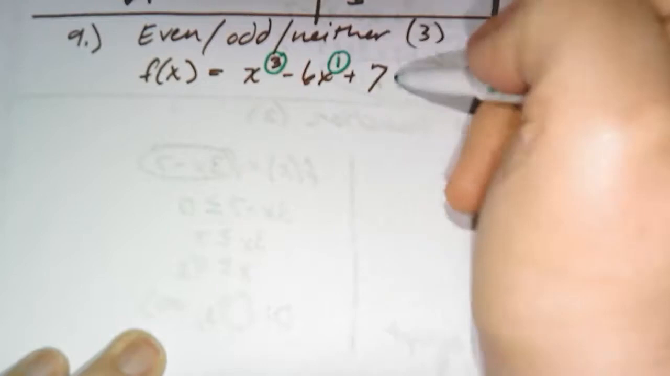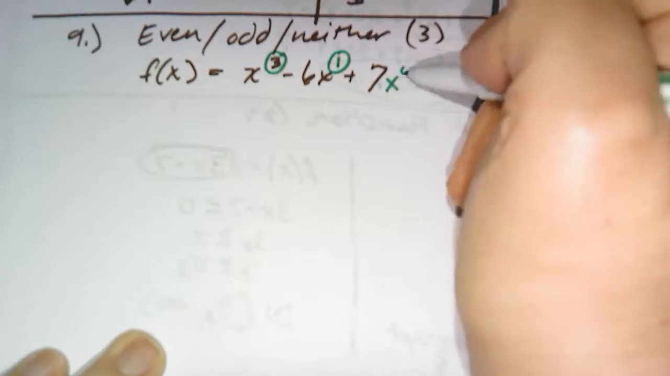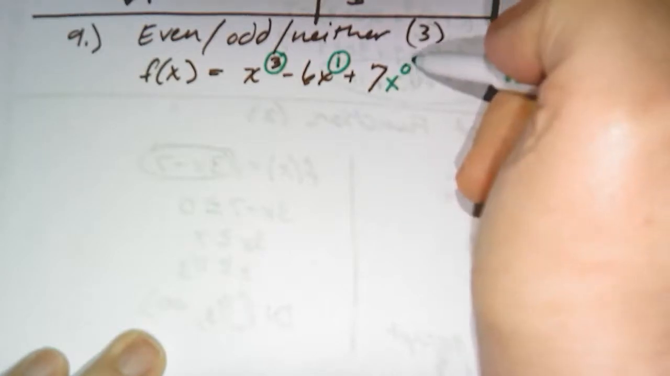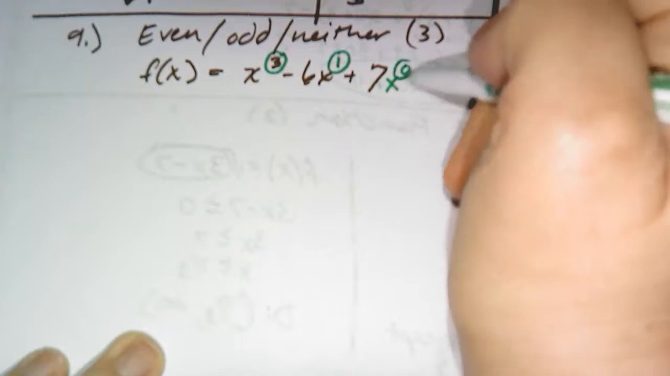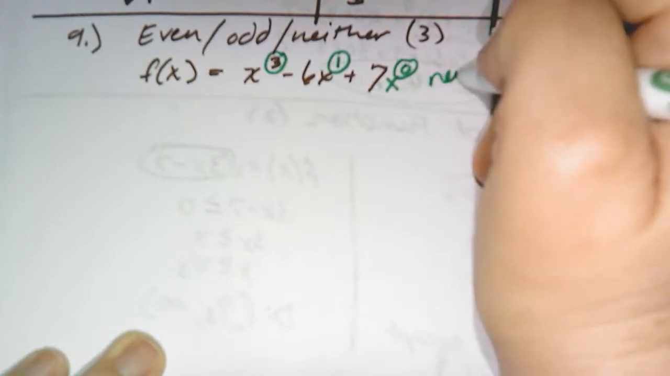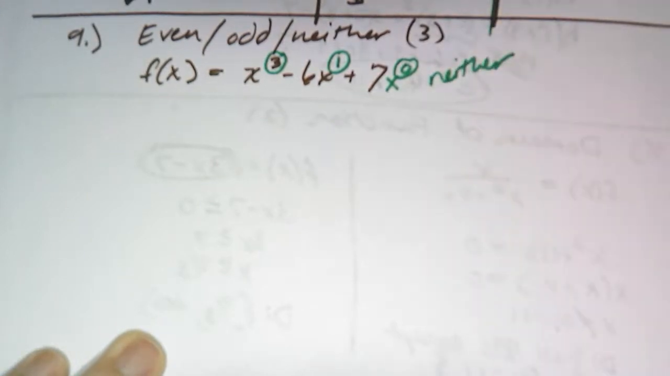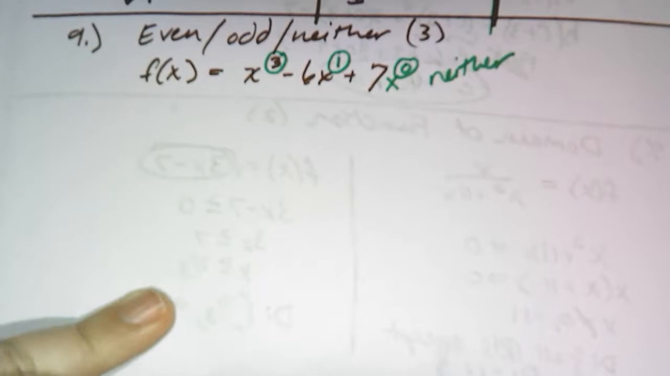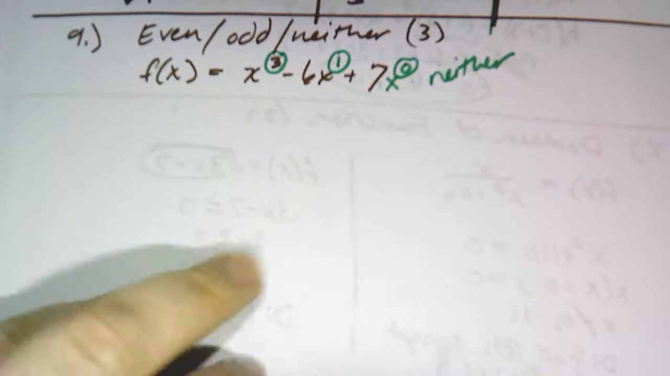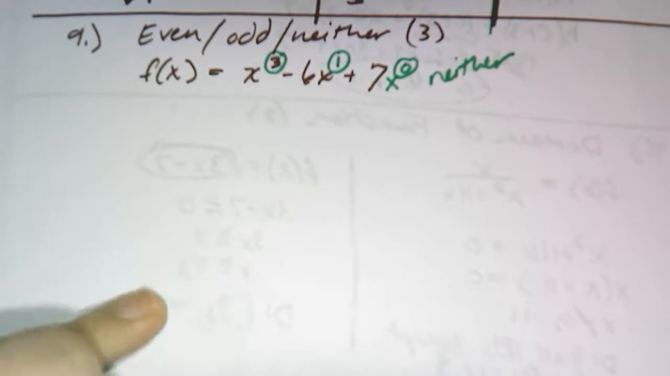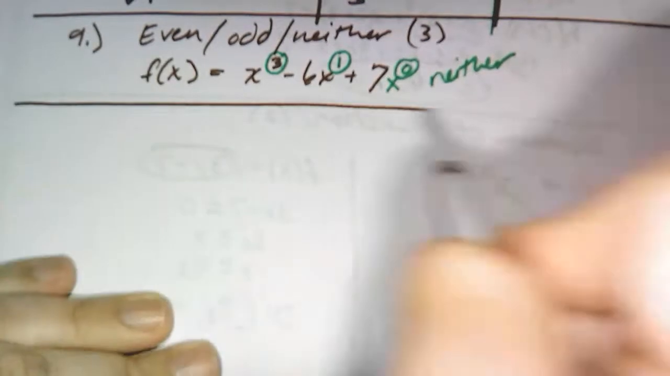Let's see. The trick I taught you was, if it's a polynomial, you look at the exponents of x. That is cubed, which is odd. What's this exponent? 1, which is odd. What's this exponent? 0, which is even. Can't be odd and even at the same time, so this is neither. You can check it in your calculator and see if I'm right, but that's the little trick. Okay? All right, last 2.